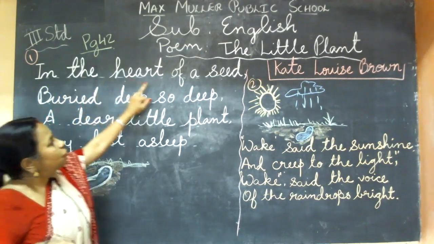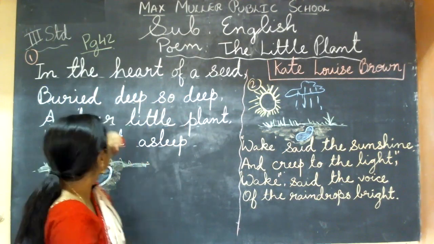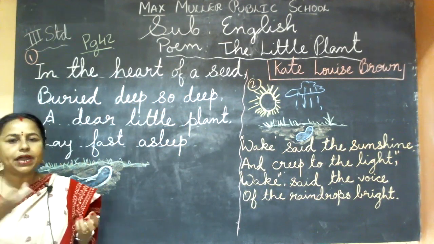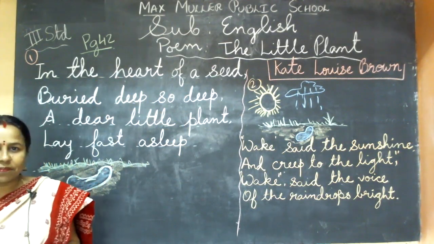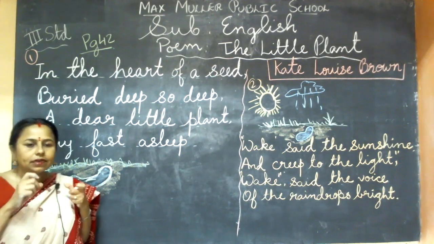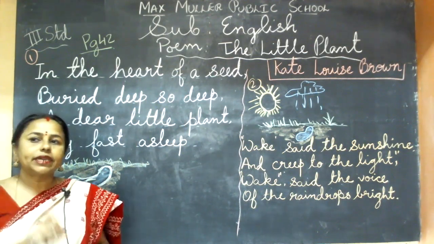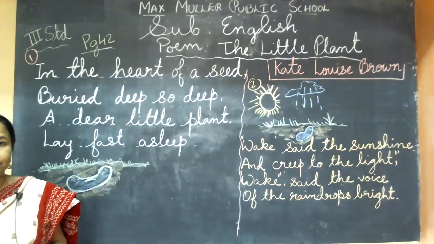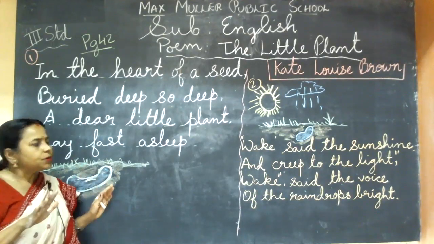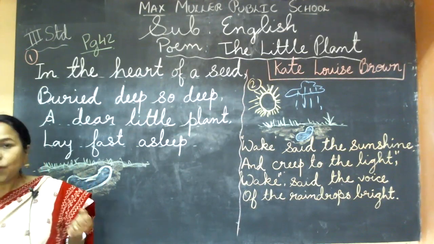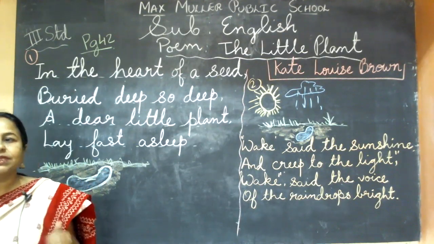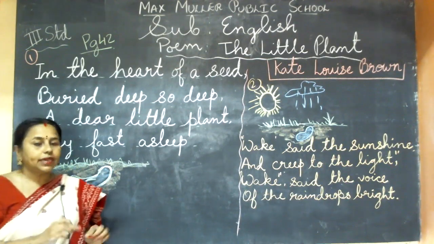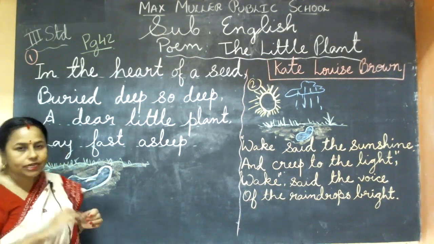In the heart of a seed. Now one word I will tell you by the time I read. In the heart of a seed. Now see, if we put the seed, a new plant will grow. From where is the plant coming? Within all seeds, no? Suppose you are taking a mango seed. So inside one mango seed, one small plant is already there. When the environment is positive for it, means sunlight, the correct temperature, soil, or rainwater it is getting, then it will grow because the plant is already there in the seed. Understood?